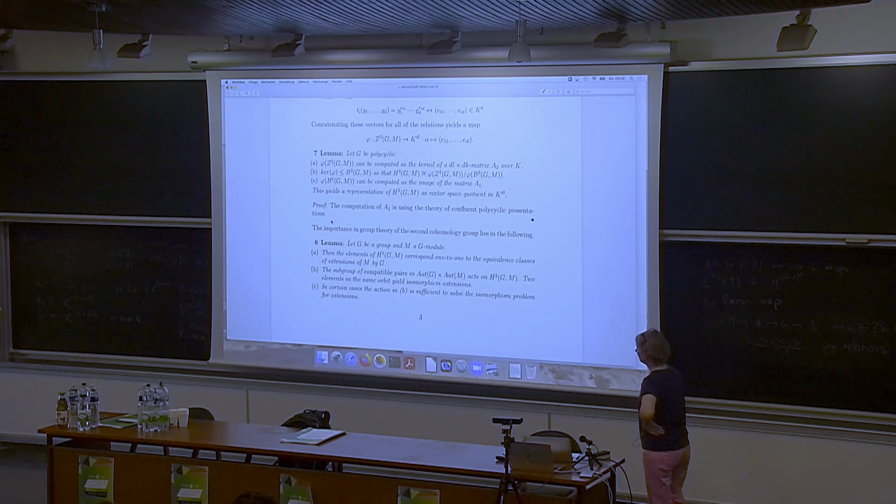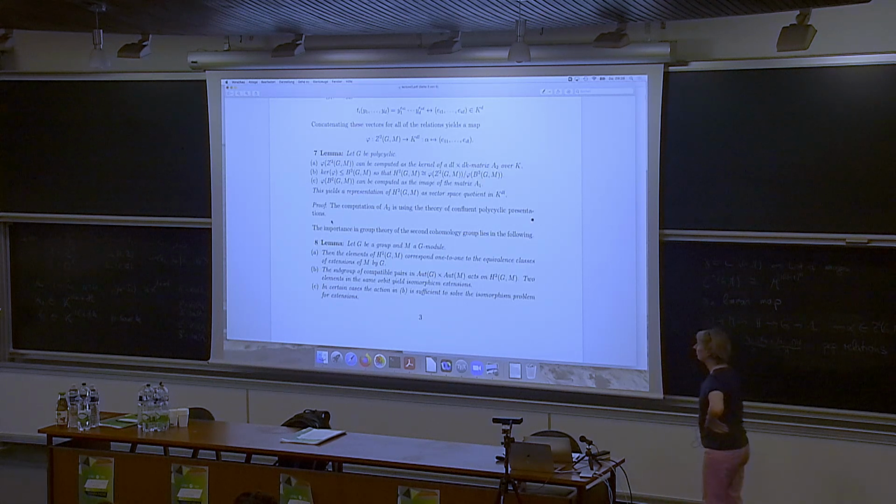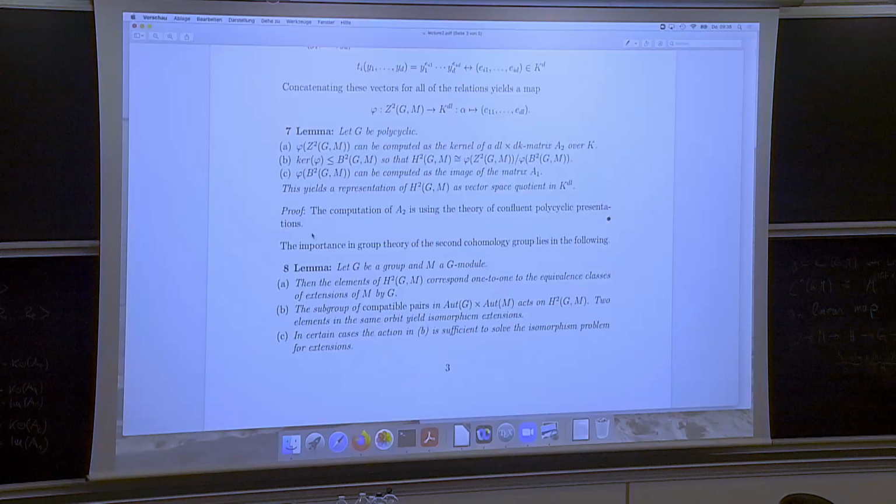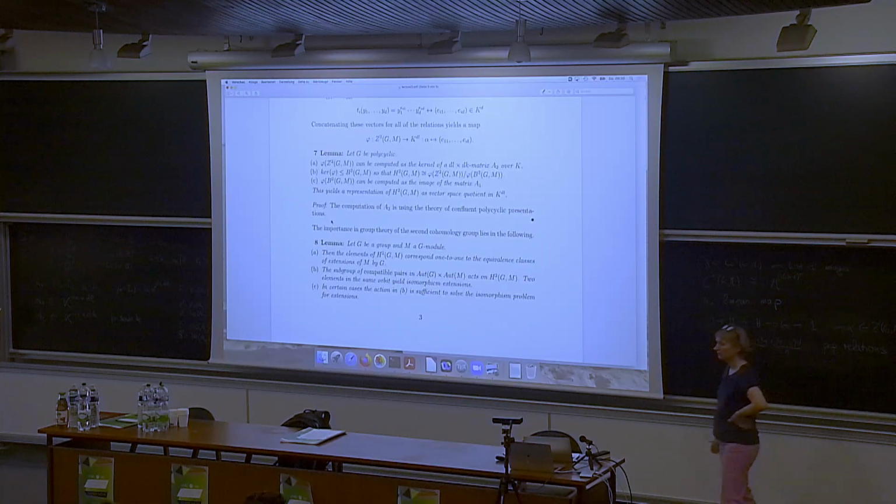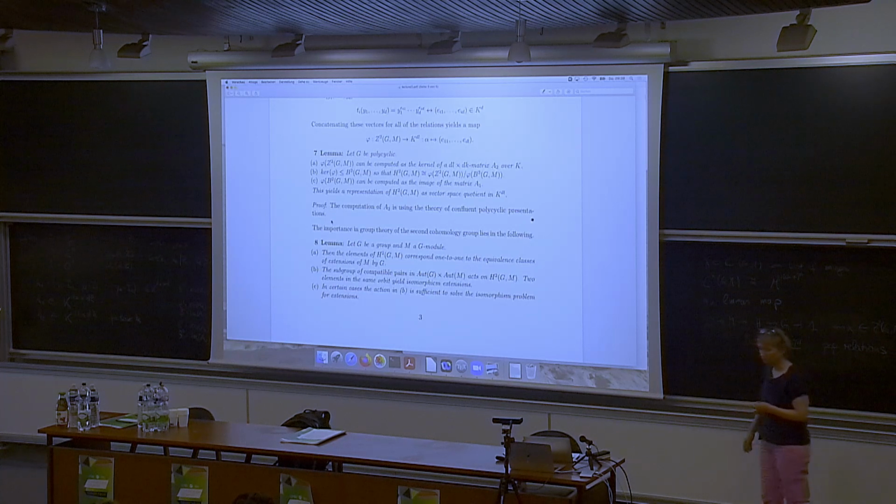Here is one of the main applications of the second cohomology group in group theory. The reason why this is so important: the elements of H2 correspond one-to-one to equivalence classes of extensions of G by M. So if you run over all possible elements of H2, you certainly get every isomorphism type of extension. You get them even several times, so equivalence classes are a slightly weaker notion than isomorphism. In effect, you get all of the extensions of G by M up to equivalence, first of all.